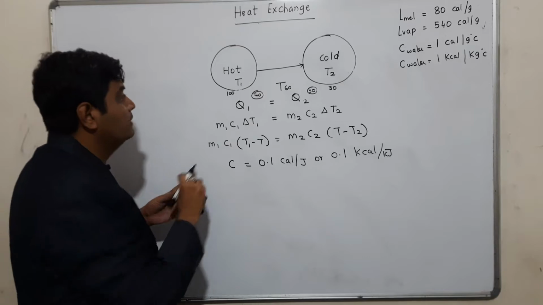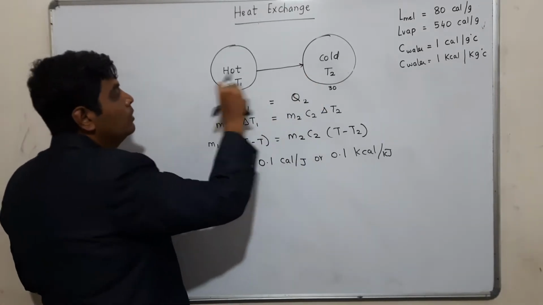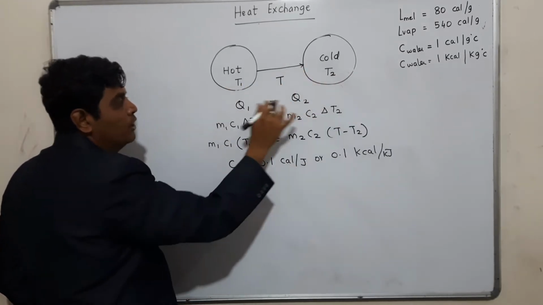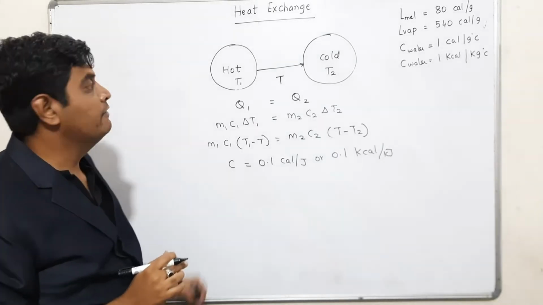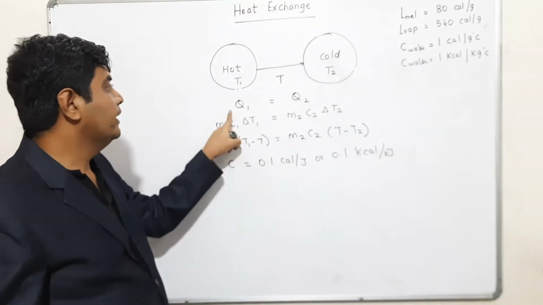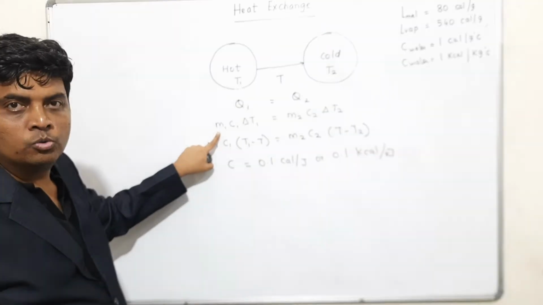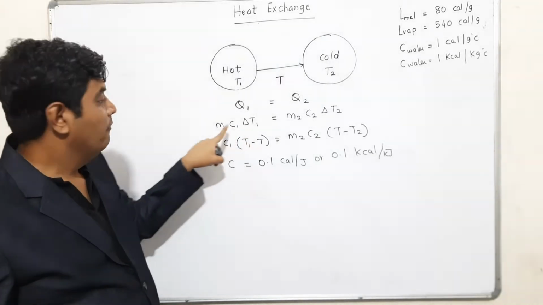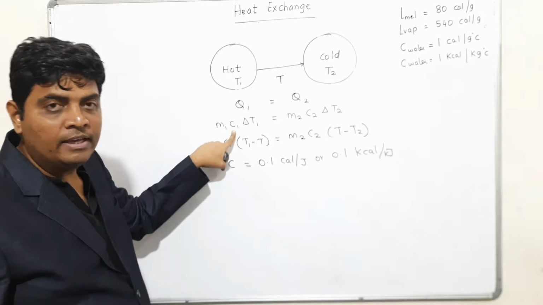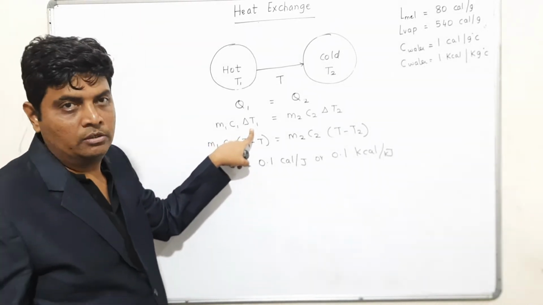Now the second concept involved is that the heat given by the hot body is equal to the heat taken by the cold body. If Q1 is the heat given by the hot body and Q2 is the heat taken by the cold body, then Q1 is equal to Q2. Now we know the formula of Q. Q is m c delta T, where m is the mass of the body, c is the specific heat capacity and delta T is the change in temperature.